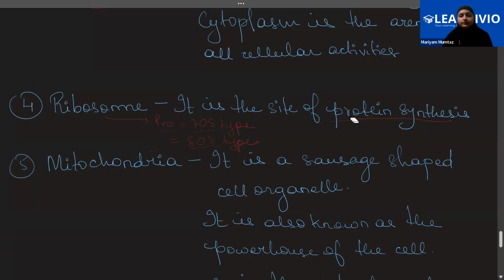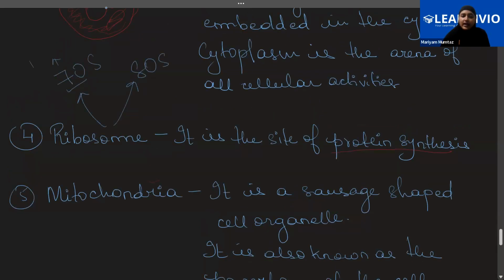See, what I was saying was the ribosomes are of two types. If I ask what are the two types of ribosomes, you'll say the ribosome can be of 70S type or of 80S type. The 70S type of ribosome is present in the prokaryotic organism, and this 80S is present in the eukaryotic organism.